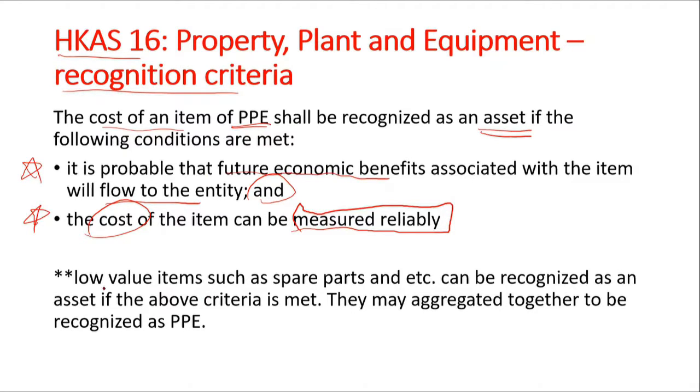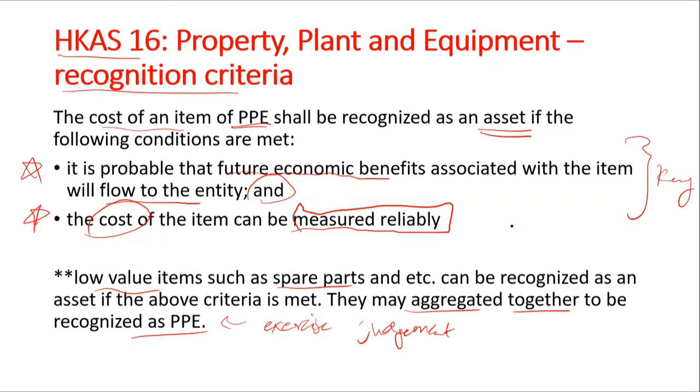Plus, there are always these low value items such as spare parts, very small, cheap stuff that may not necessarily be covered under HKAS 16, but they may be aggregated together to be recognized as PPE. But then here you have to exercise judgment. This area is where you will be exercising judgment. The key part here is that you must remember these two criteria that must be satisfied to recognize the asset on your statement of financial position.